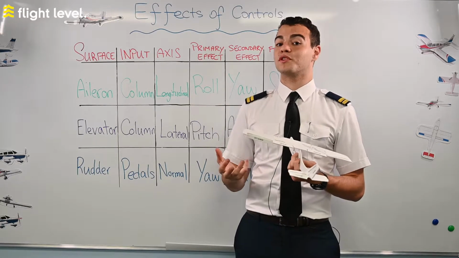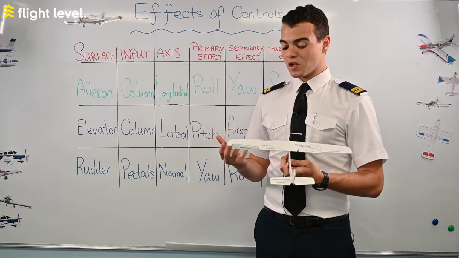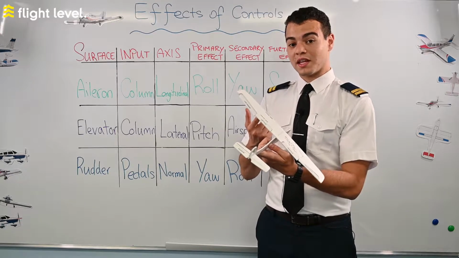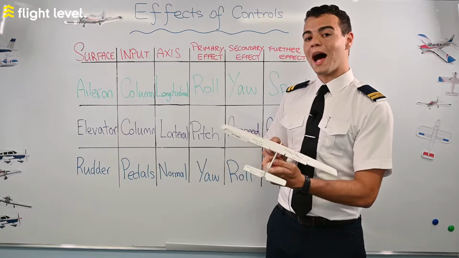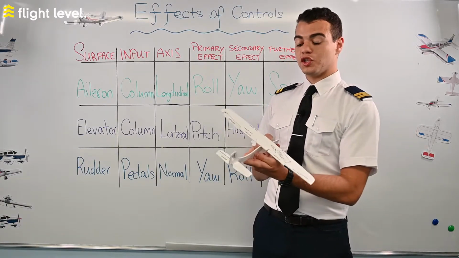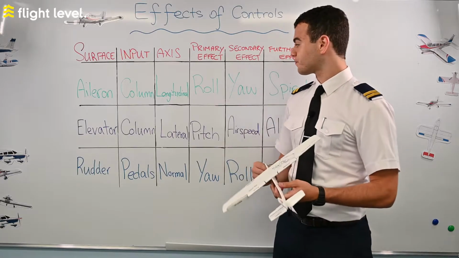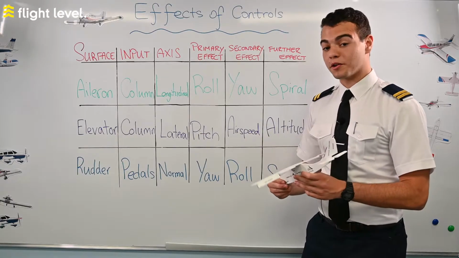However, if we're producing more lift, we're producing more induced drag. So therefore, if we're producing more drag, the aircraft will have its secondary effect, which is yaw. So it will yaw out of the turn. So the secondary effect of the aileron is yawing out of the turn. And the further effect is we eventually will spiral.